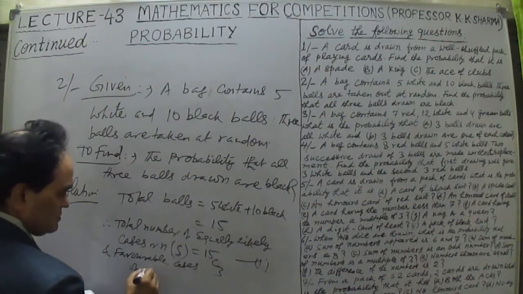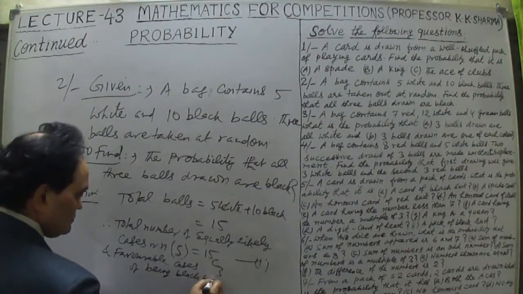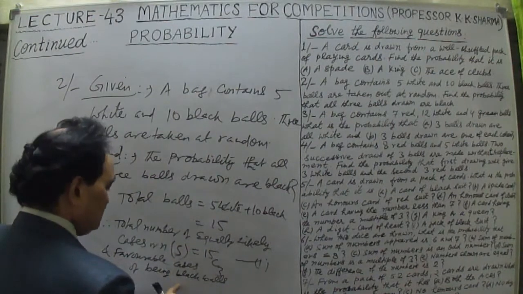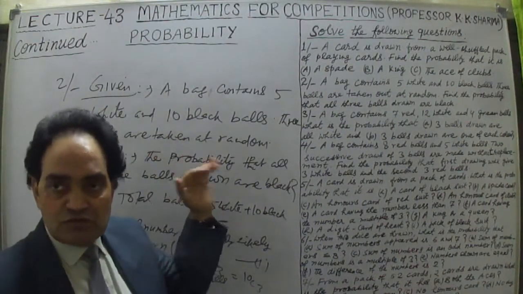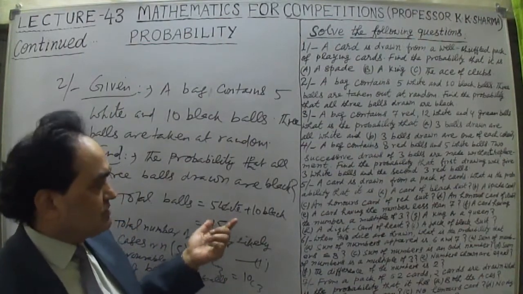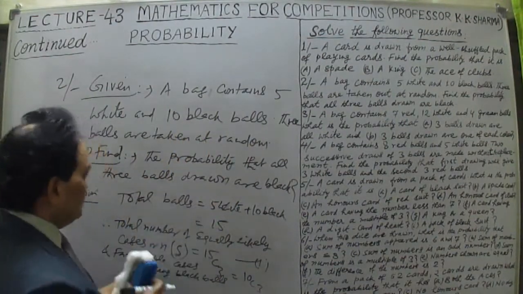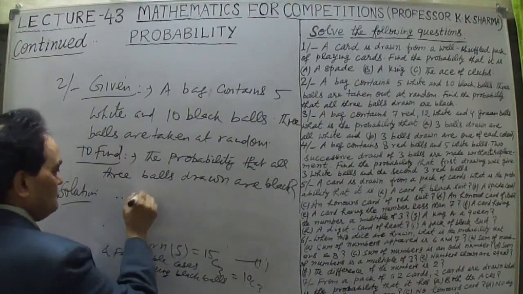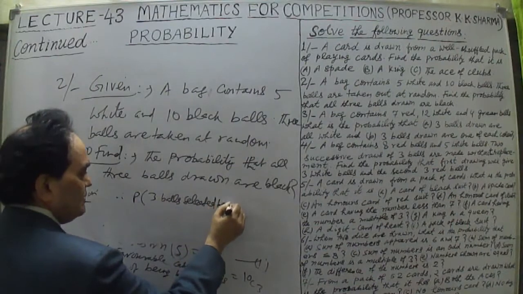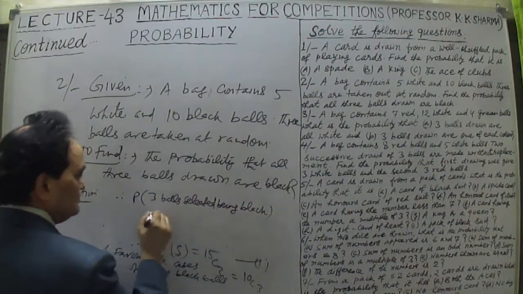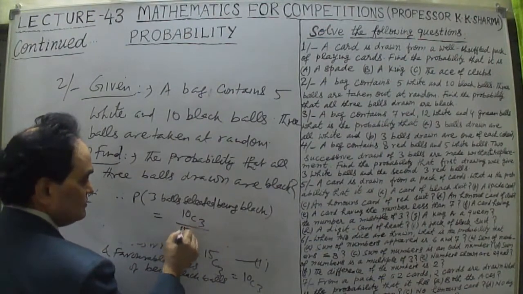Favorable cases of the 3 selected balls being black balls are equal to 10C3. Why 10C3? There are 10 black balls, and out of them we have to select 3. So the probability of 3 selected balls being black is equal to 10C3, the favorable cases in the numerator, divided by 15C3. Try to understand this point.